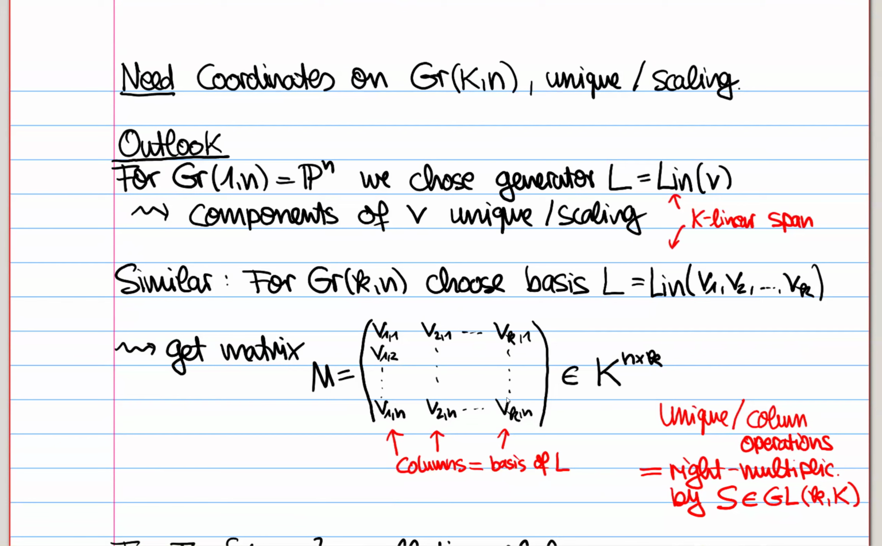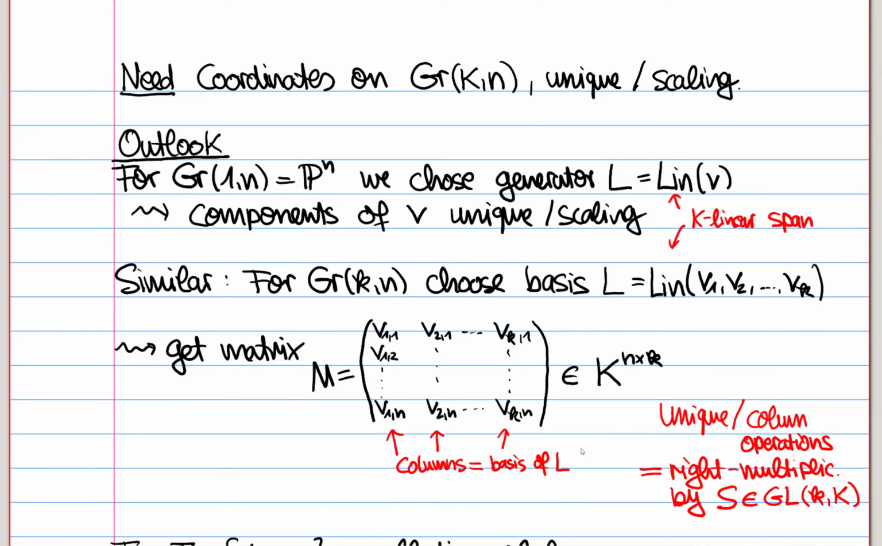And then we want to extract some coordinates of this matrix, which are more or less unique, or maybe unique up to scaling. It's no longer true that the individual entries of this matrix are unique up to scaling, because, for example, you could swap two columns and then this would completely change the coordinates without changing the linear space.